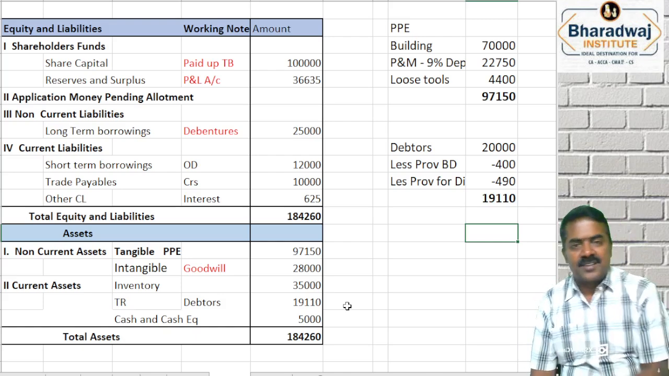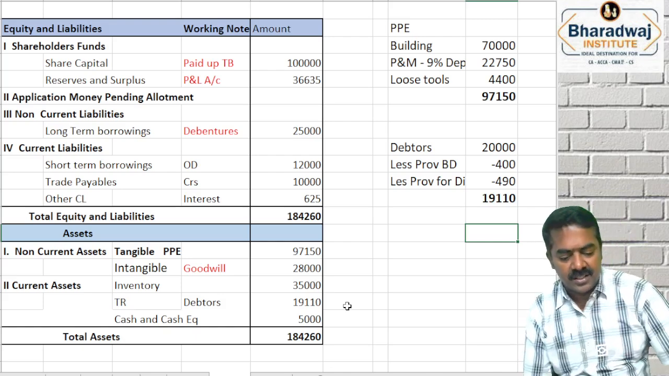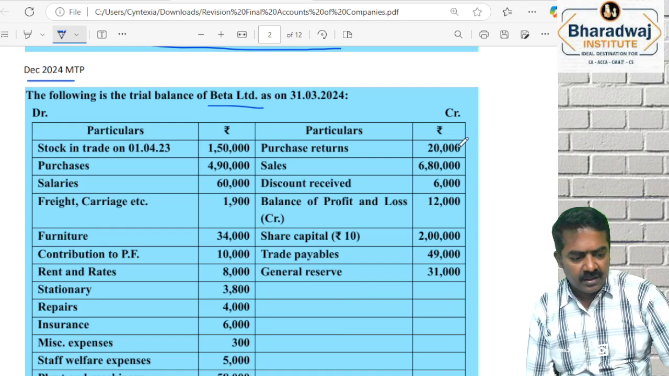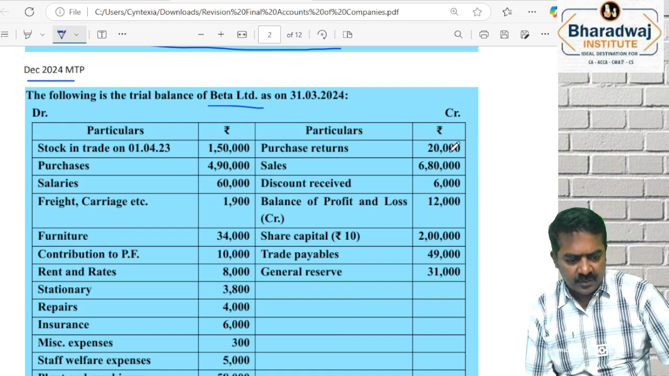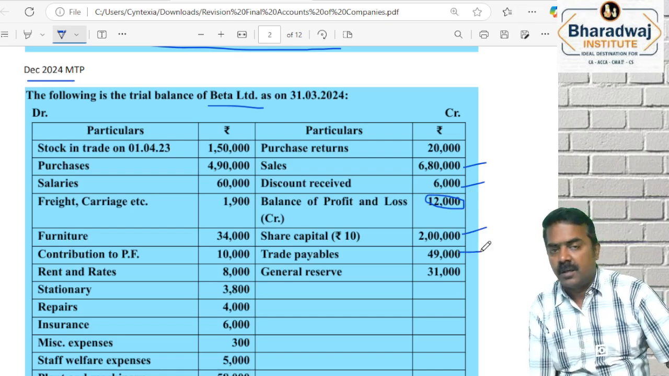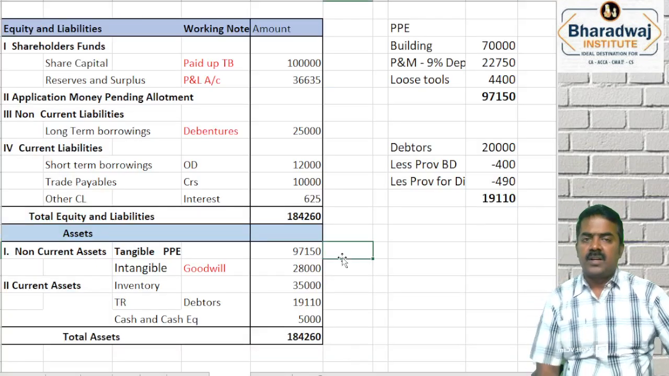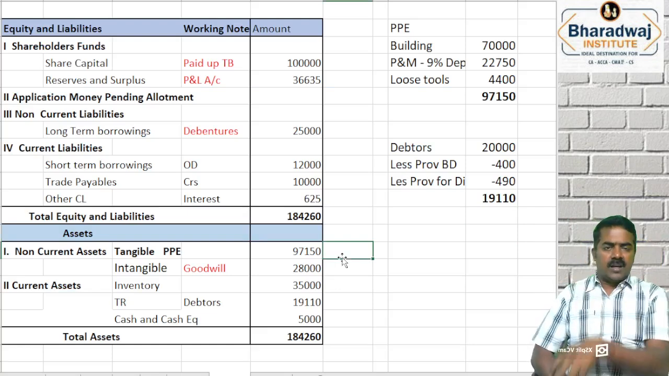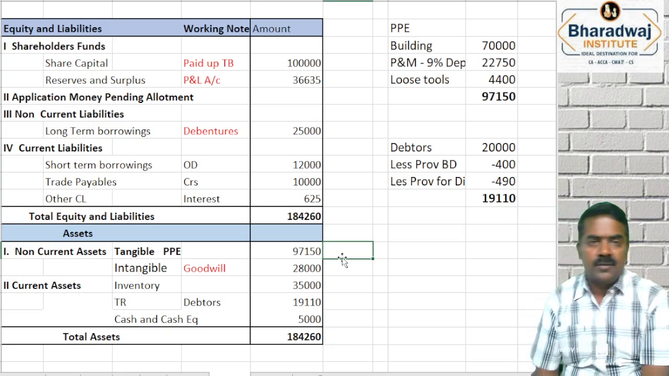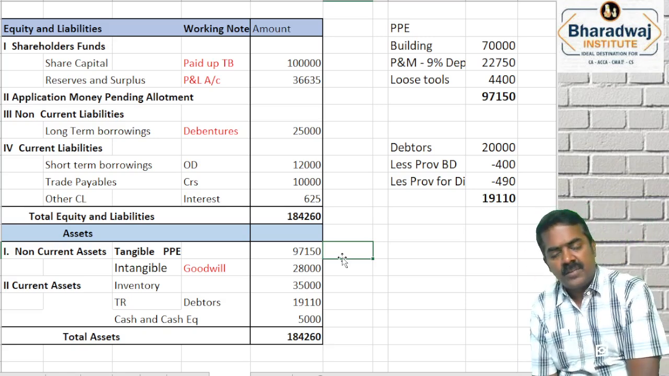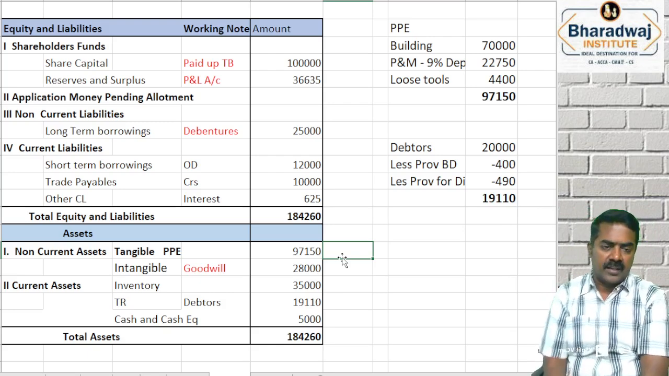Of course, credits are incomes or liabilities. In the credit side, you can find either income or liability. Purchase, of course, we'll adjust in purchase returns. Sales will come in P&L account. Discount receipt will come in P&L account. Balance in P&L account will go to reserves and surplus. Share capital, of course, share capital. Trade payables will come under current liabilities. General reserve will be shown under reserves and surplus. Like this, credit side, income or liability will be there. Debit side, analyze whether expense or asset, just analyze. Then go through the adjustments also, then we'll start working.